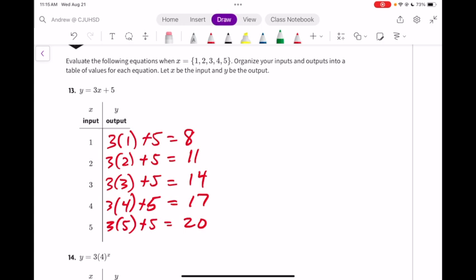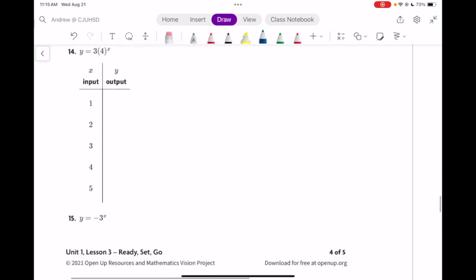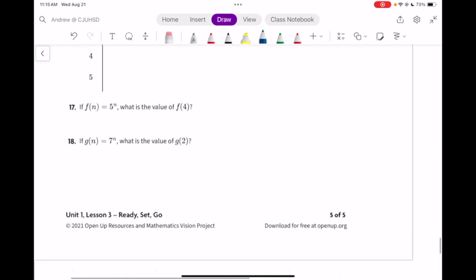Notice this. As you go down, it's plus 3. And the equation has a 3 in it. That is not a coincidence. Okay, we'll try to get to at least one of these on a future time. For now, that is the end of our Ready, Set, Go.